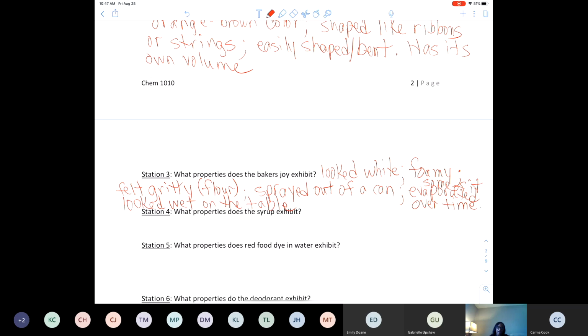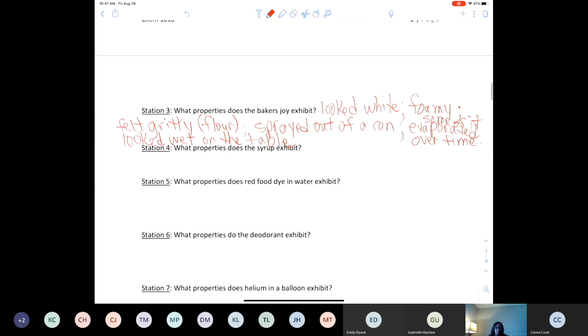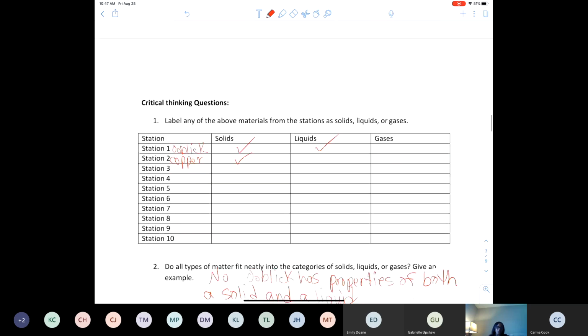And so here are some of my observations of the Baker's Joy. It looked white, foamy when you sprayed it out of the can. It felt gritty because of the flour component. It sprayed out of a can, so therefore it had some type of flow to it. But some of it did evaporate as it sat on the table over time, but it did look wet on the table. So based on my observations of the Baker's Joy, can someone tell me where we should put the Baker's Joy? What boxes should we check?